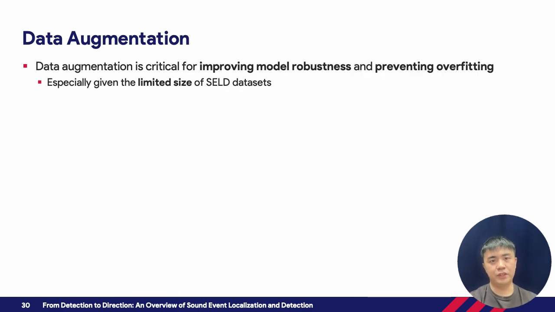Okay, so with our features, but as we discussed, SELD datasets are often small and expensive to create. So this makes data augmentation absolutely critical for improving model robustness and preventing overfitting. So the number one challenge in SELD augmentation is that our transformations must be spatially aware. We cannot, for example, apply a random transformation to one channel but not the others. Doing so would destroy the delicate interchannel phase and level differences and potentially corrupt the training process. So generally, it is considered good practice to ensure that augmentations are applied consistently across all channels.